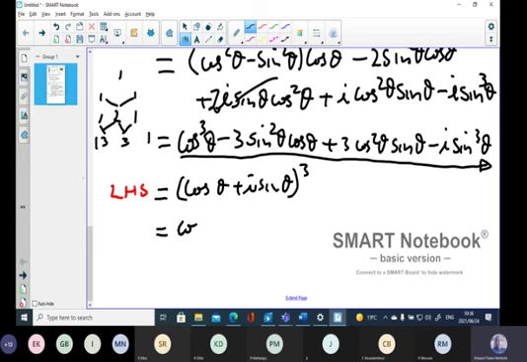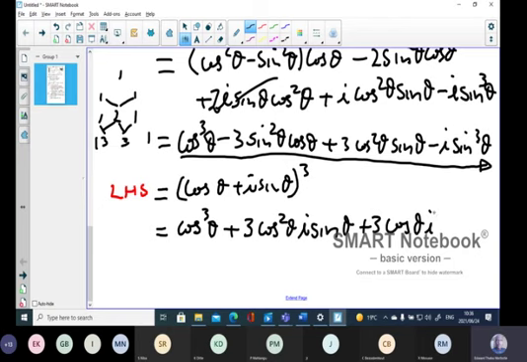So I am going to have cos to the power 3 theta plus 3 cos squared theta i sine theta, okay, plus 3 cos theta i squared sine squared theta plus i to the power 3 sine to the power 3 theta.